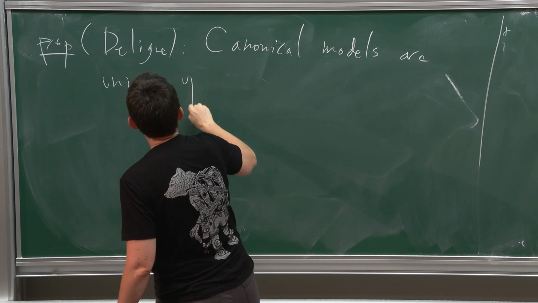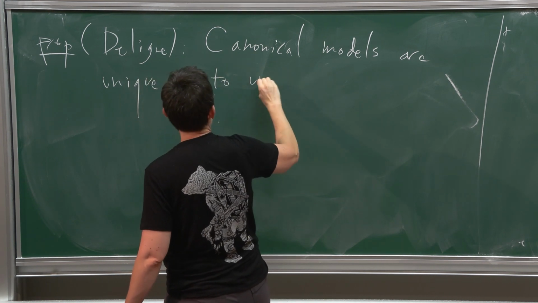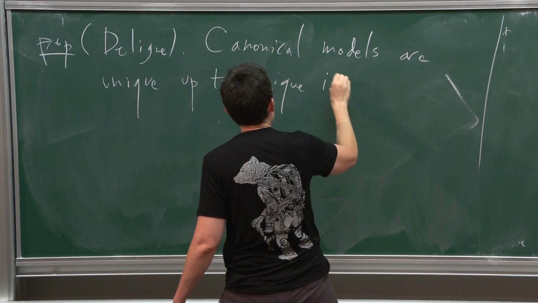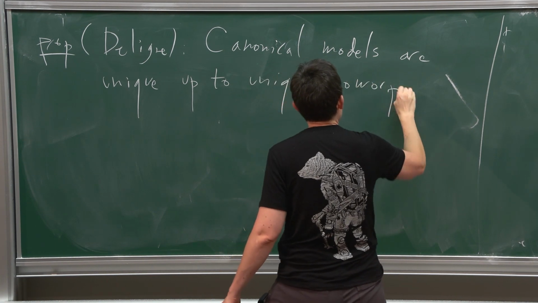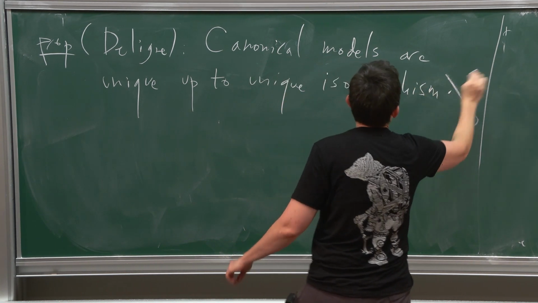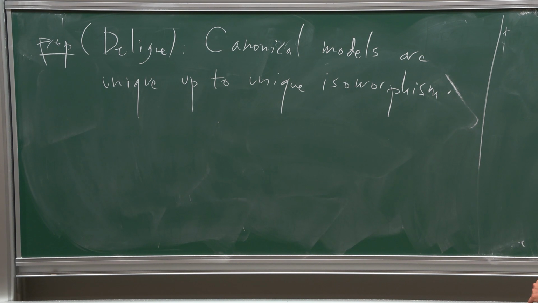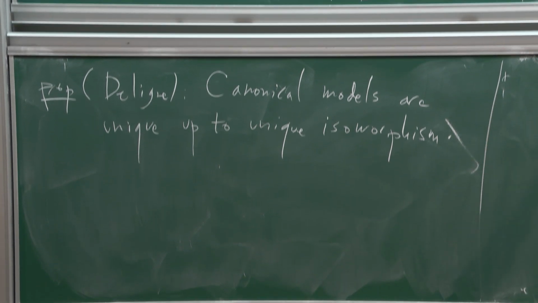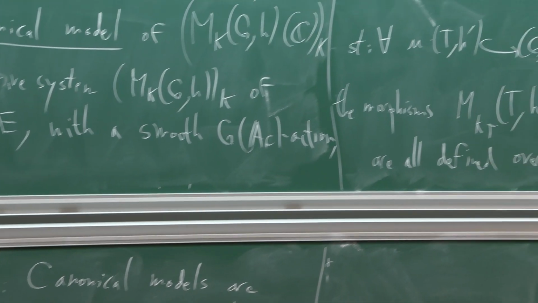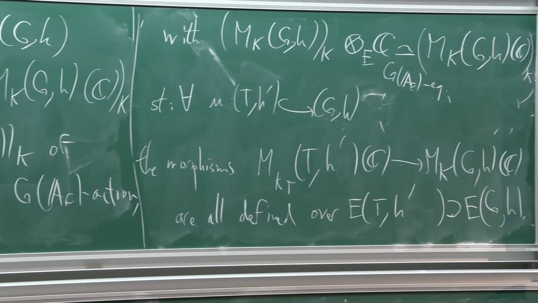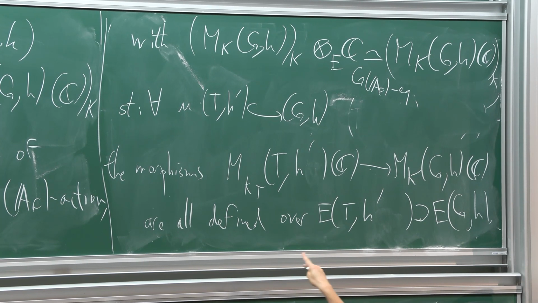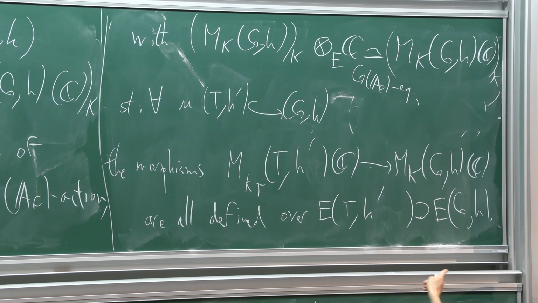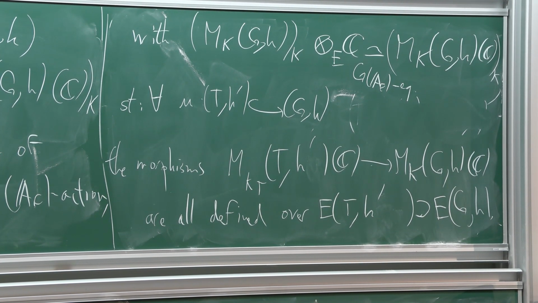Up to unique isomorphism. Well, of course, if you want this, you have to say the canonical model is that projective system and that isomorphism over there. Okay? So again, it's because you have enough morphisms like that to get a dense subset of the Shimura variety of G.